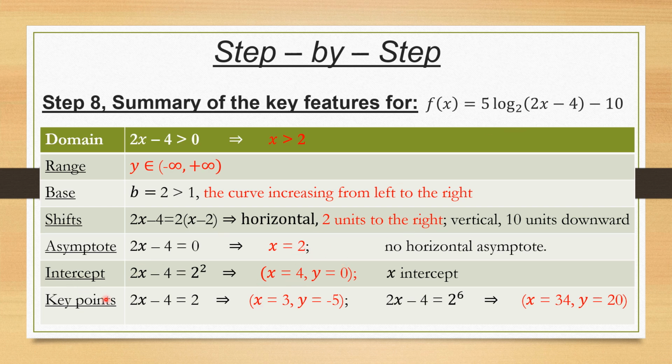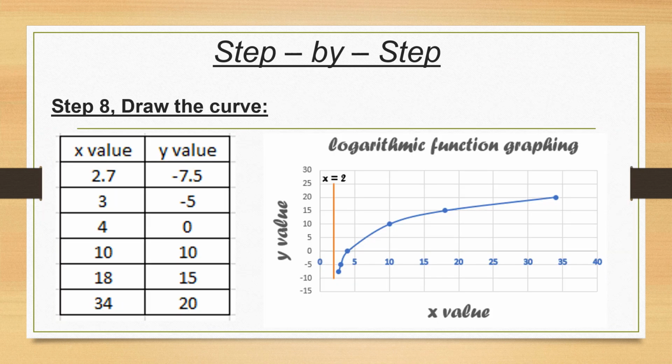And the key points, you're going to find a lot, but a few could be: when 2x minus 4 is equal to 2, then x is equal to 3 and y is equal to minus 5, so we have this coordinate. And when 2x minus 4 is equal to 2 to the power of 6, then x is equal to 34, y is equal to 20, so we have another coordinate. So now by replacing a few values, we can really get a precise drawing of the graph.